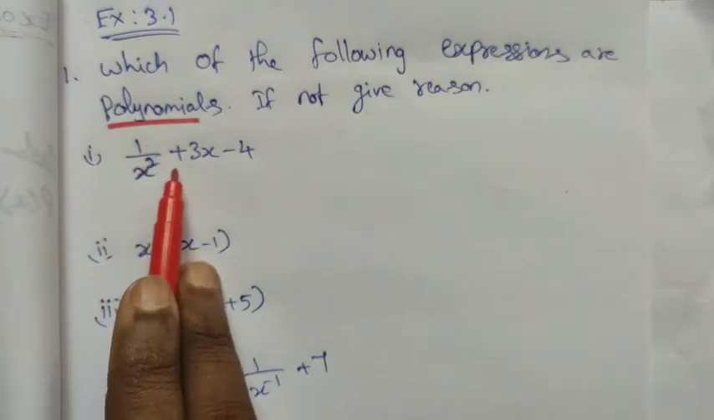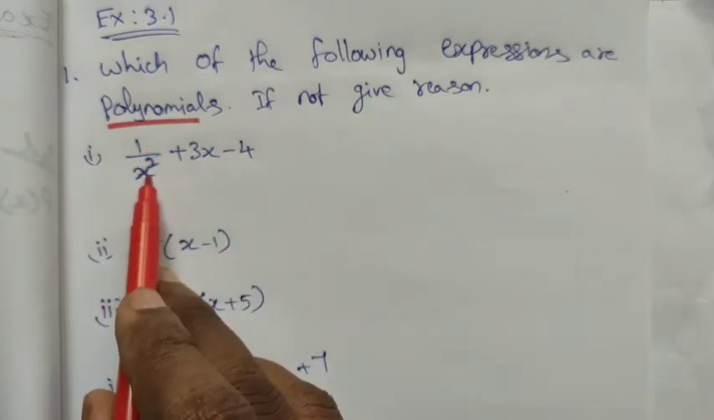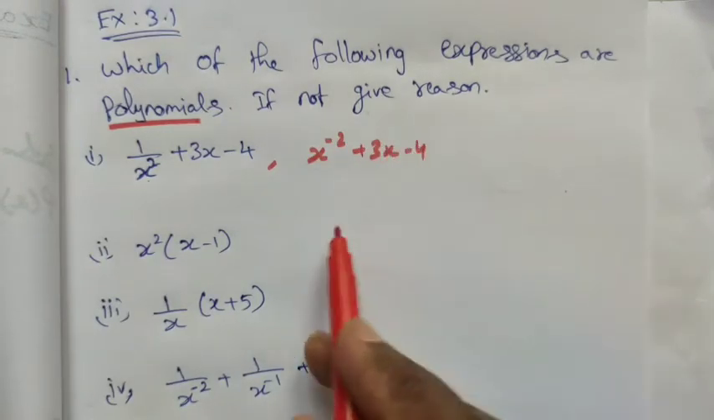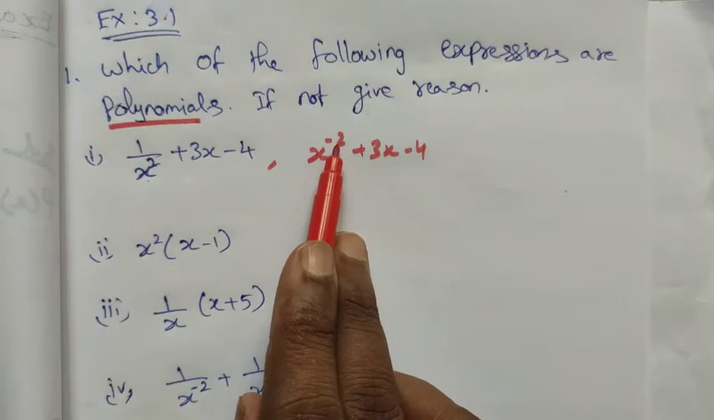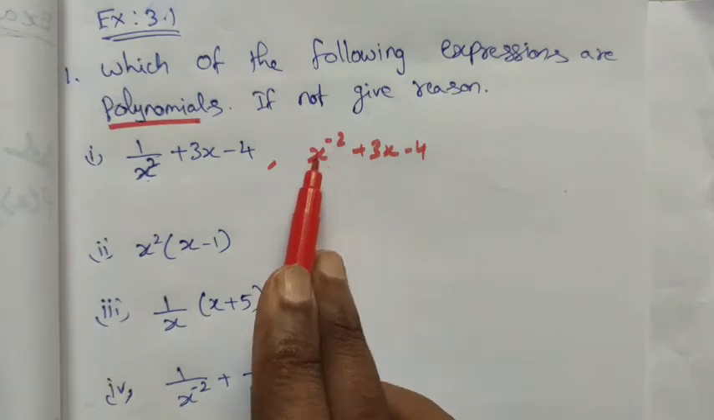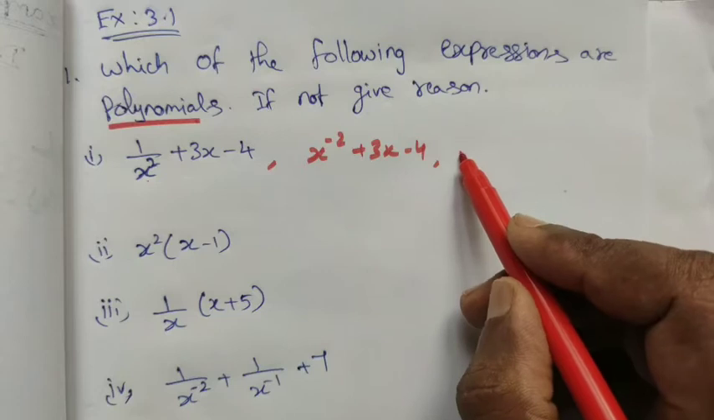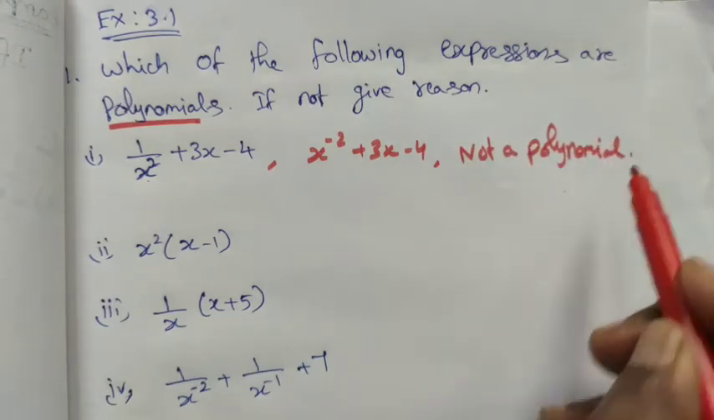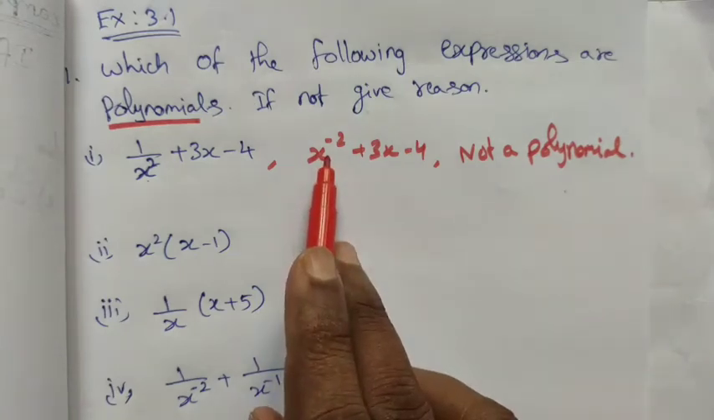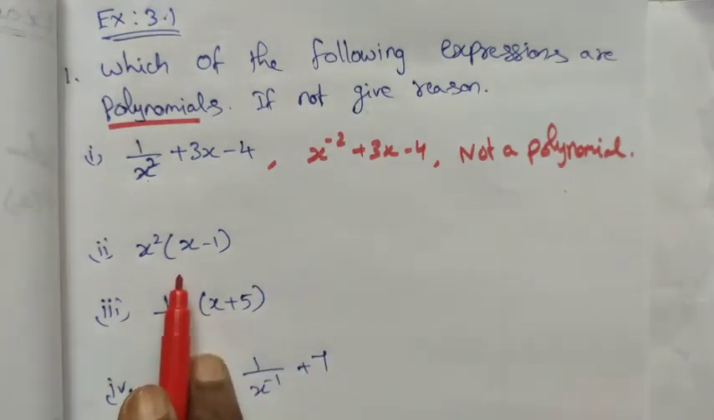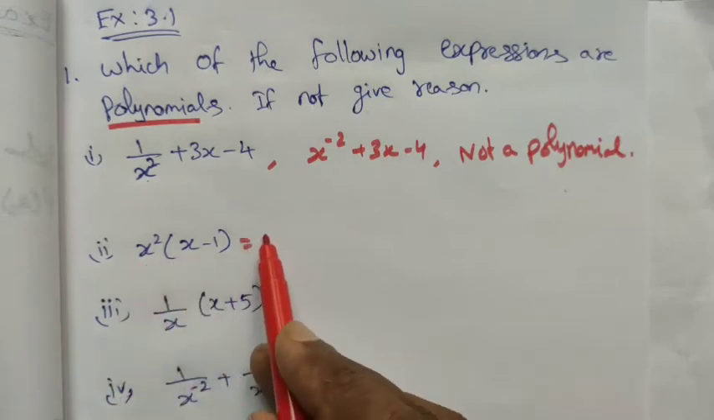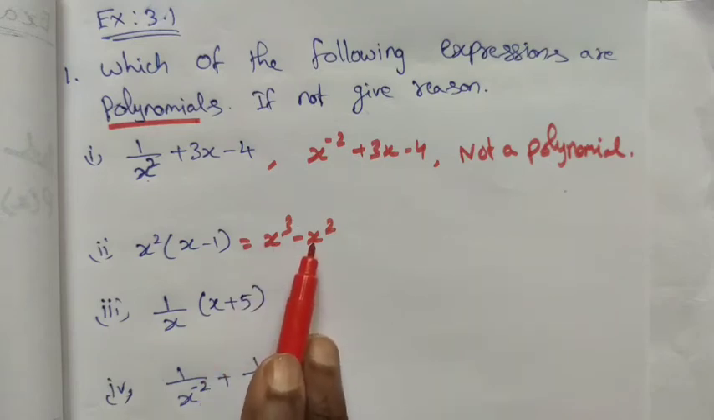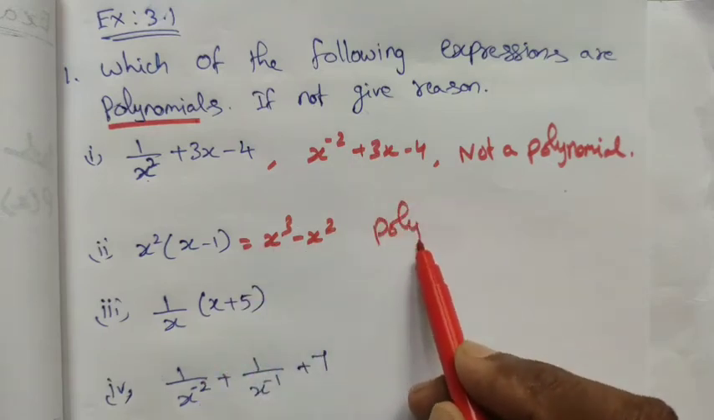First Roman number is 1 by x square plus 3x minus 4. If we convert the x square to the numerator, we get x power minus 2 plus 3x minus 4. Here we have a negative value of power. Variables having a negative power, so it is not a polynomial, because we have the negative value. And then the second one, if you multiply this, we get x cube minus x square. So there is no negative value, so it is a polynomial.